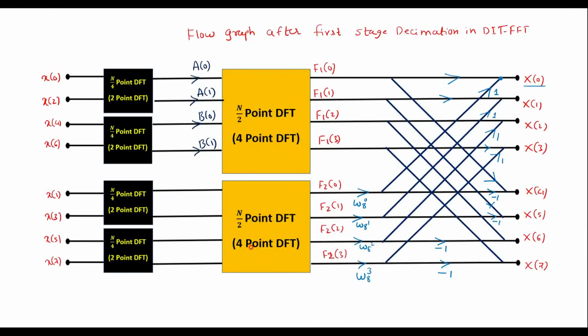Similarly, this 4-point DFT is again decimated into two 2-point DFTs. That is, this is the output of the first 2-point DFT. We'll call it c of 0, this as c of 1, and these are d of 0, and this is d of 1. The equations for second stage decimation are as follows.